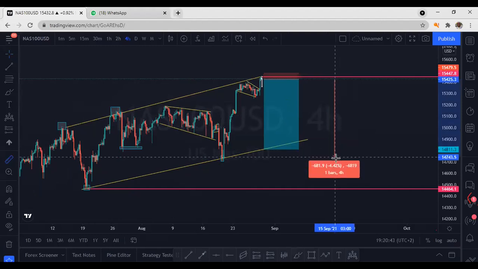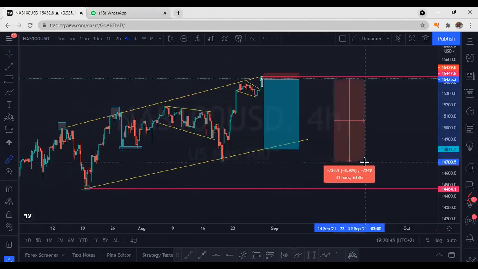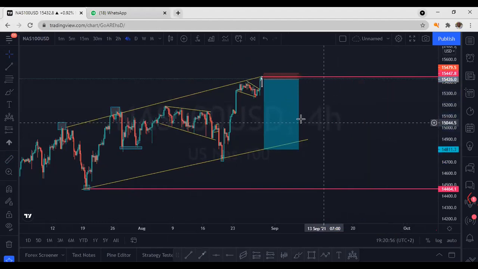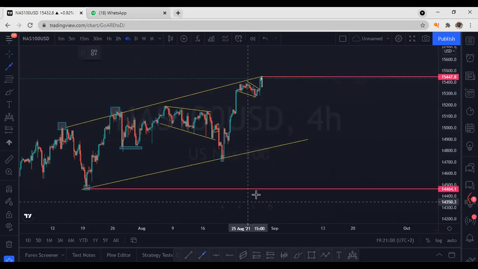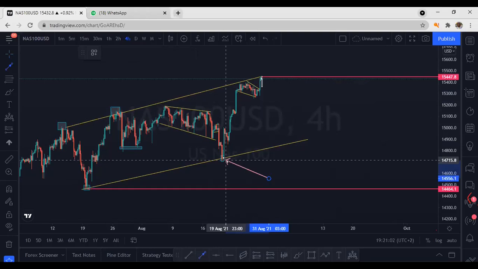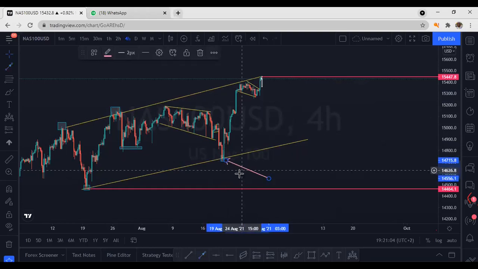Okay, let's say it comes here. That is 7,249. Guys, can you imagine? Because I want you to check something, guys. If you check from this area, the Nasdaq started to push up. Can you imagine if you bought Nasdaq from here, from this area, and held it?